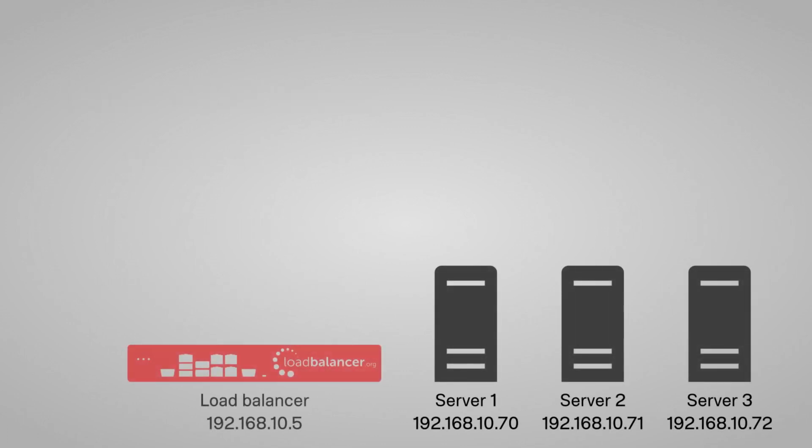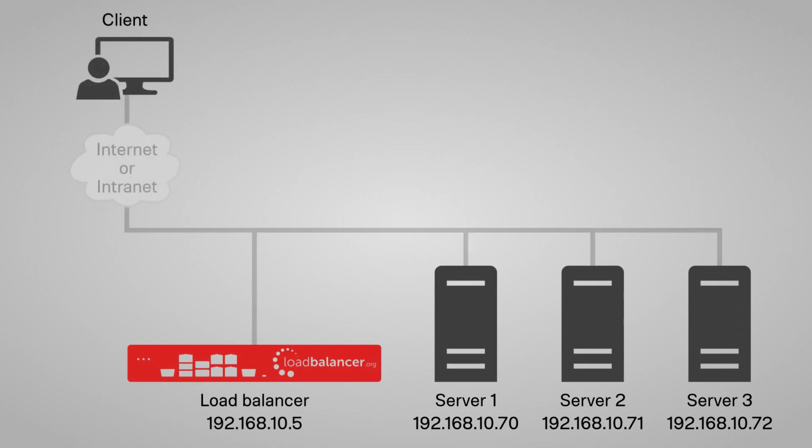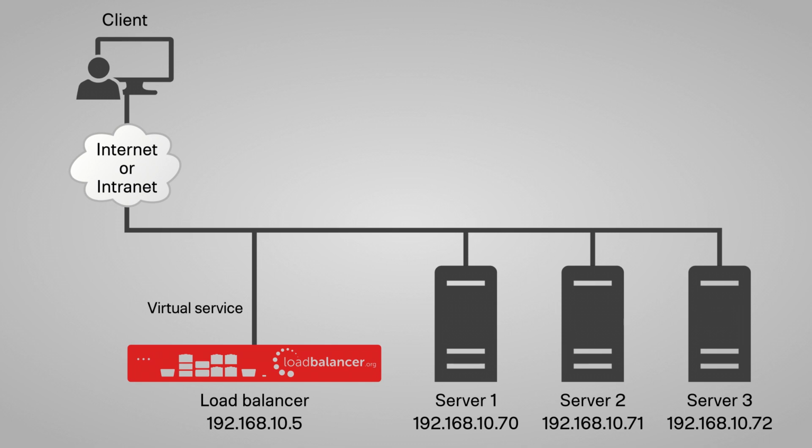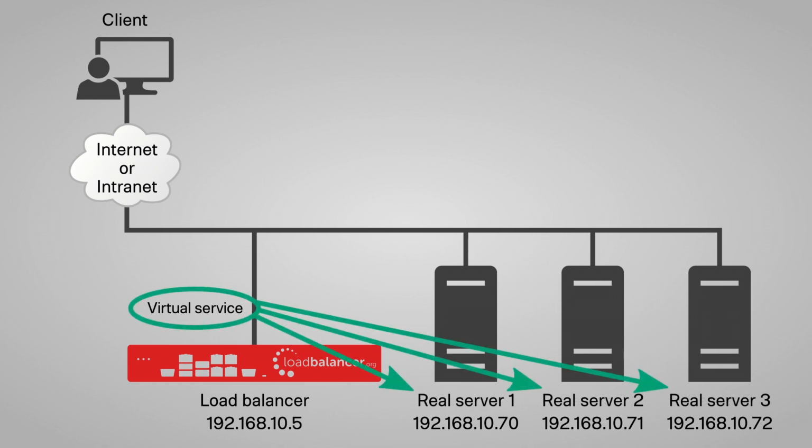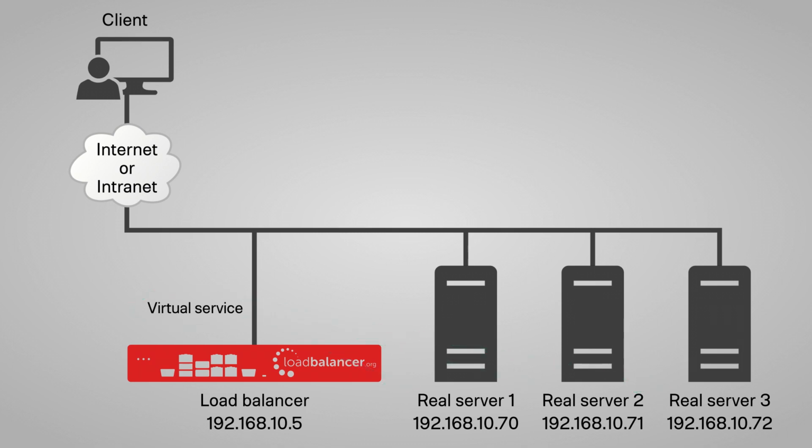Here's an example network with a cluster of servers, a load balancer, and a client machine. A Layer 4 DR mode virtual service has been configured on the load balancer. The three servers have been defined as real servers, which are associated to the virtual service. This means that request traffic will be load balanced across the servers.